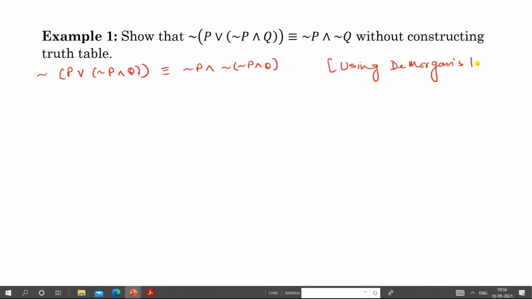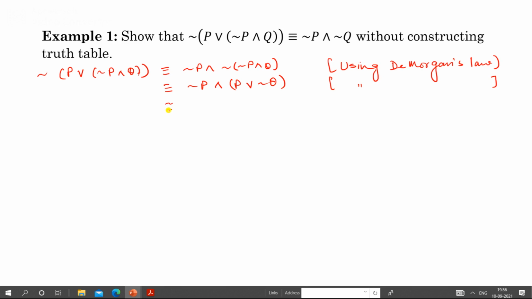Using De Morgan's law. Now look at this again. We can apply this rule. So this is equivalent to negation P and P or negation Q. So again the same rule is used. So you can write in this way.